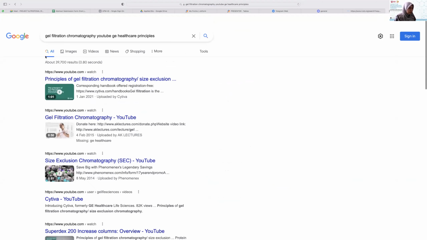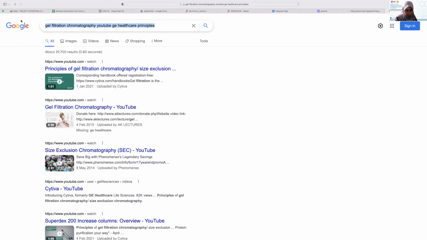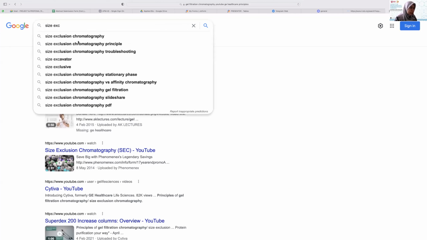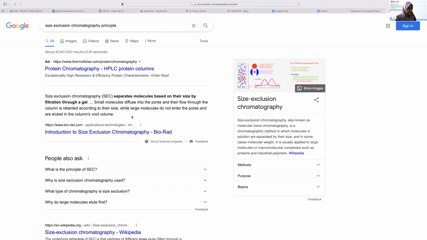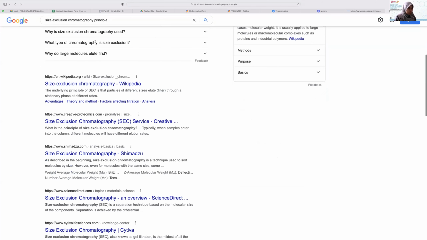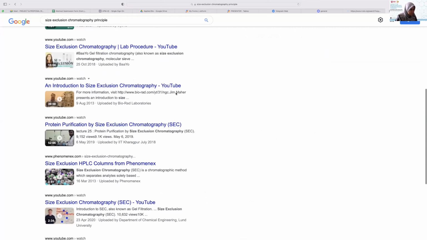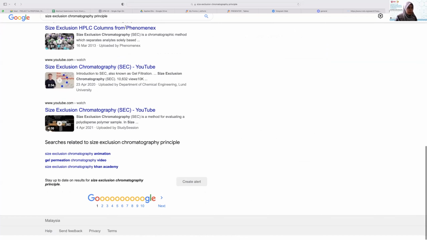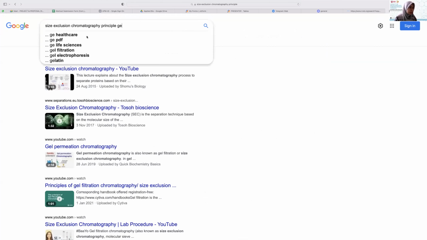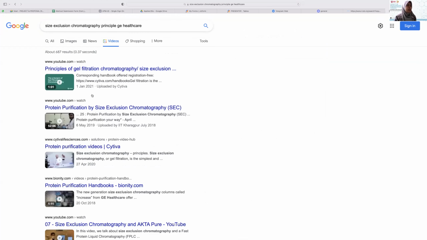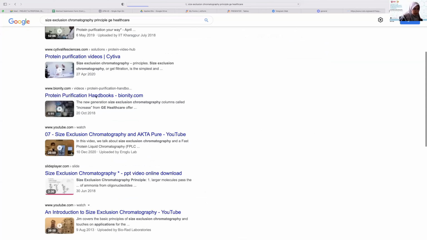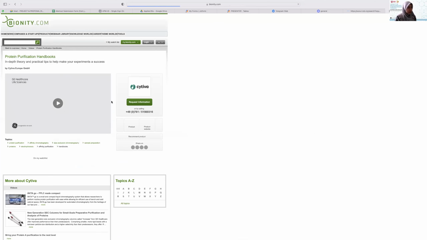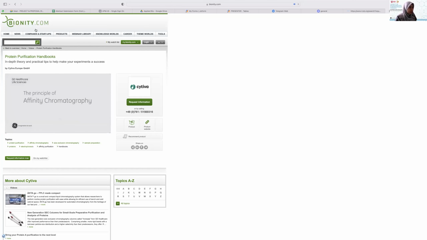I want to find the short one. Size exclusion. Another name for gel filtration is size exclusion chromatography. Where is the... It's supposed to be GE. Okay, this one. Size exclusion chromatography. What happened to the internet? Okay, this one.